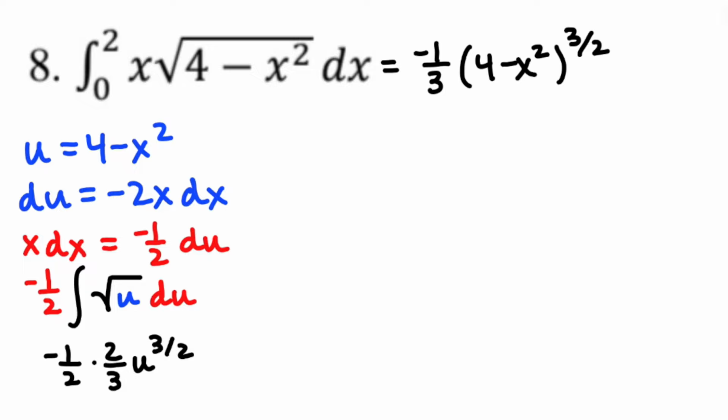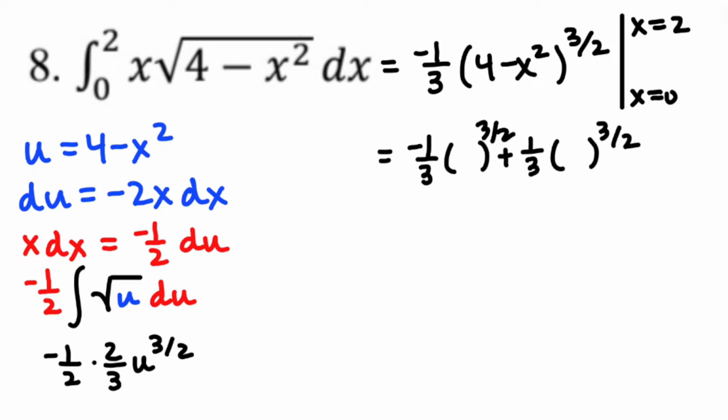Okay, and then I will let x go from 0 to 2. And so this will be negative 1/3 of something to the 3/2 minus negative 1/3, so plus 1/3 of something else to the 3/2. And so I plug in 2 for x, and I get 4 minus 2 squared. That's 0. I'm going to put it in there. And then when x equals 0, I'd have 4 to the 3/2.